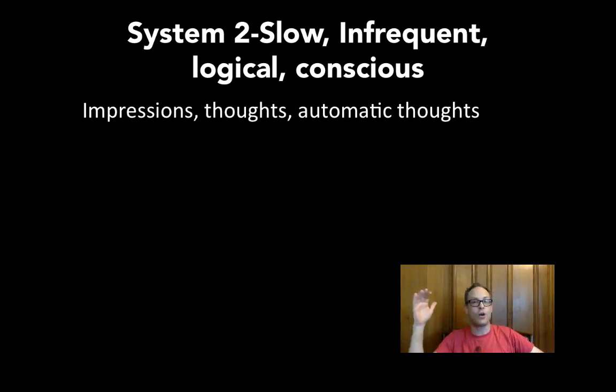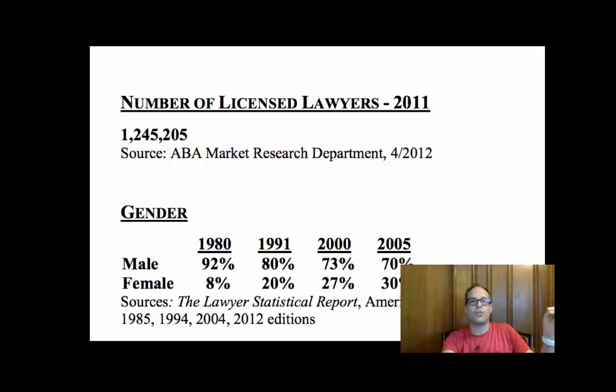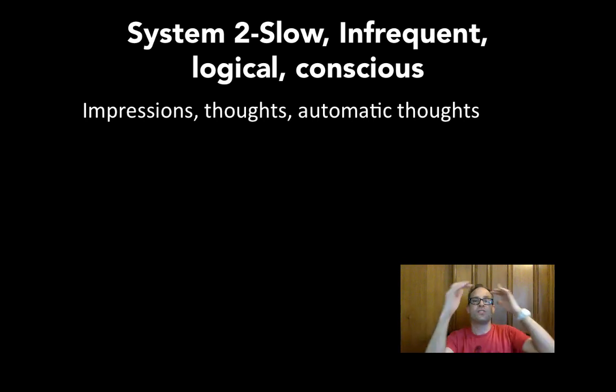It's a lot slower. It doesn't work as often. It is very logical. It requires conscious thought and rational deliberation. Now, System 2 can override System 1, but it takes a lot of work. And so sometimes you'll hear people talk about bias, cognitive bias. This is what they're talking about.